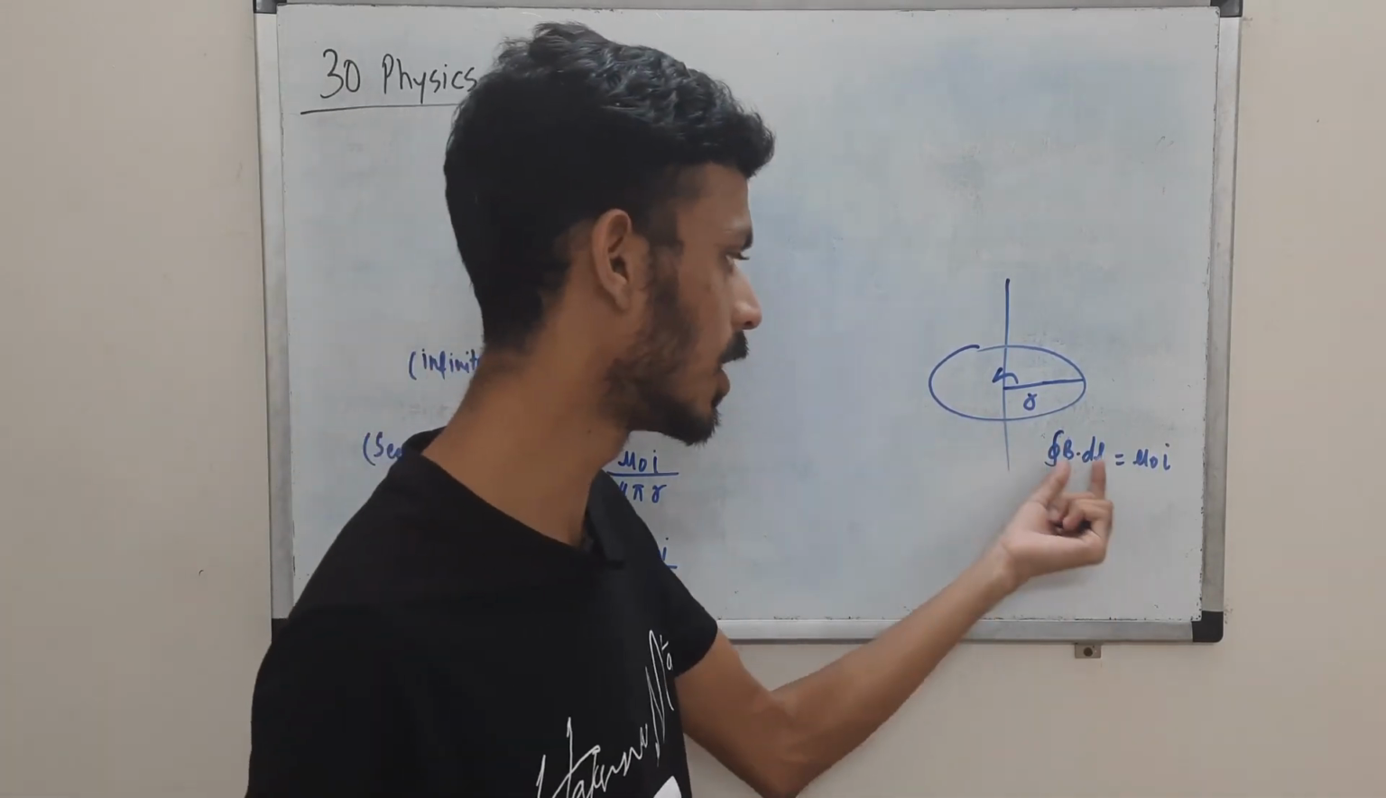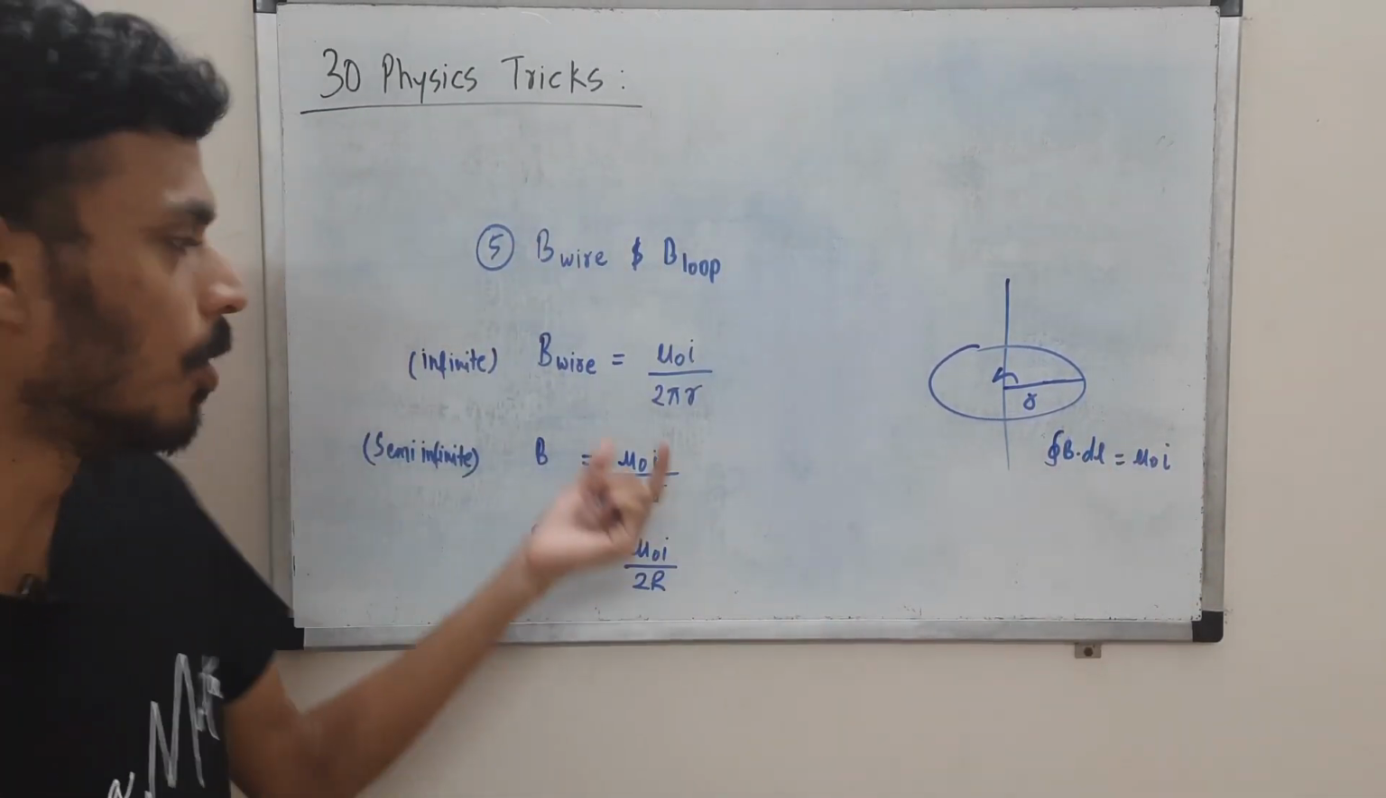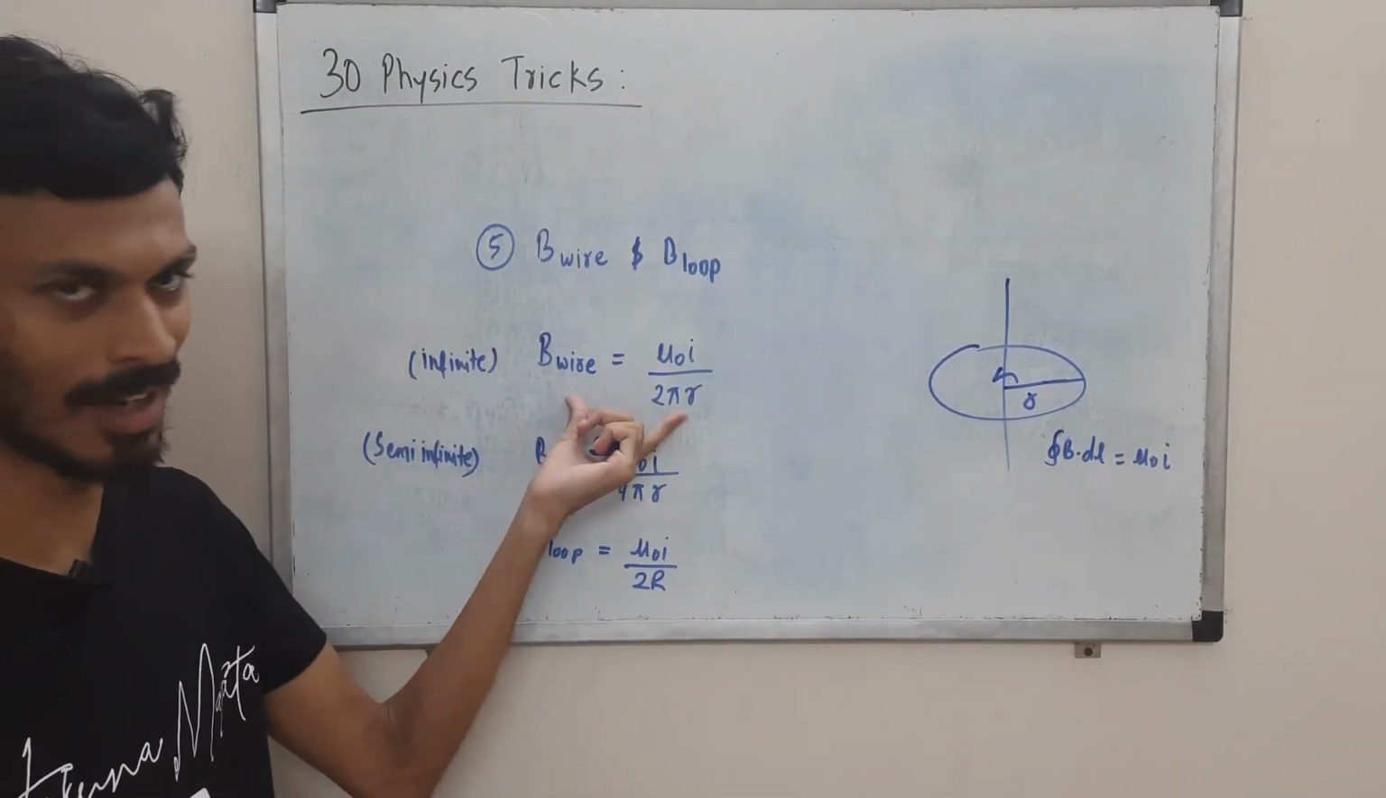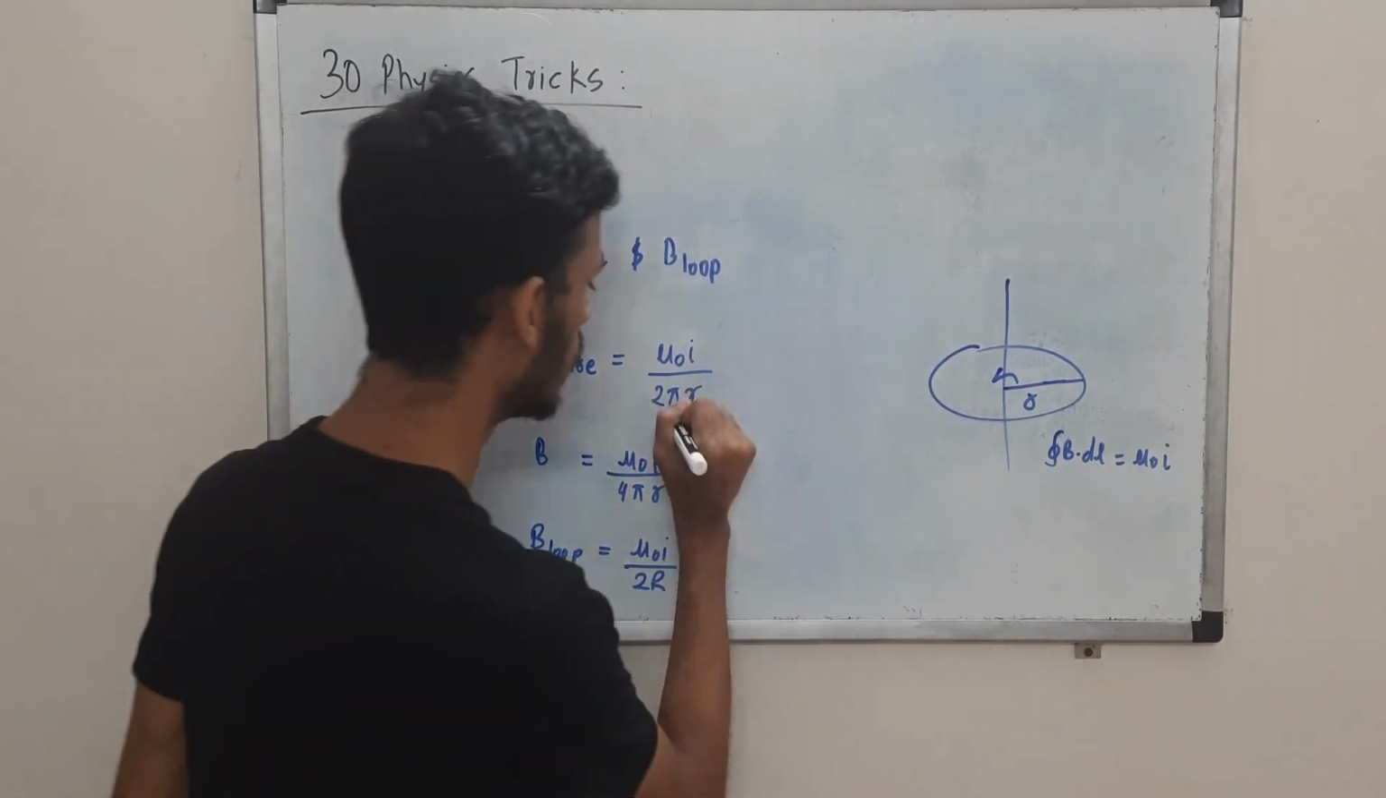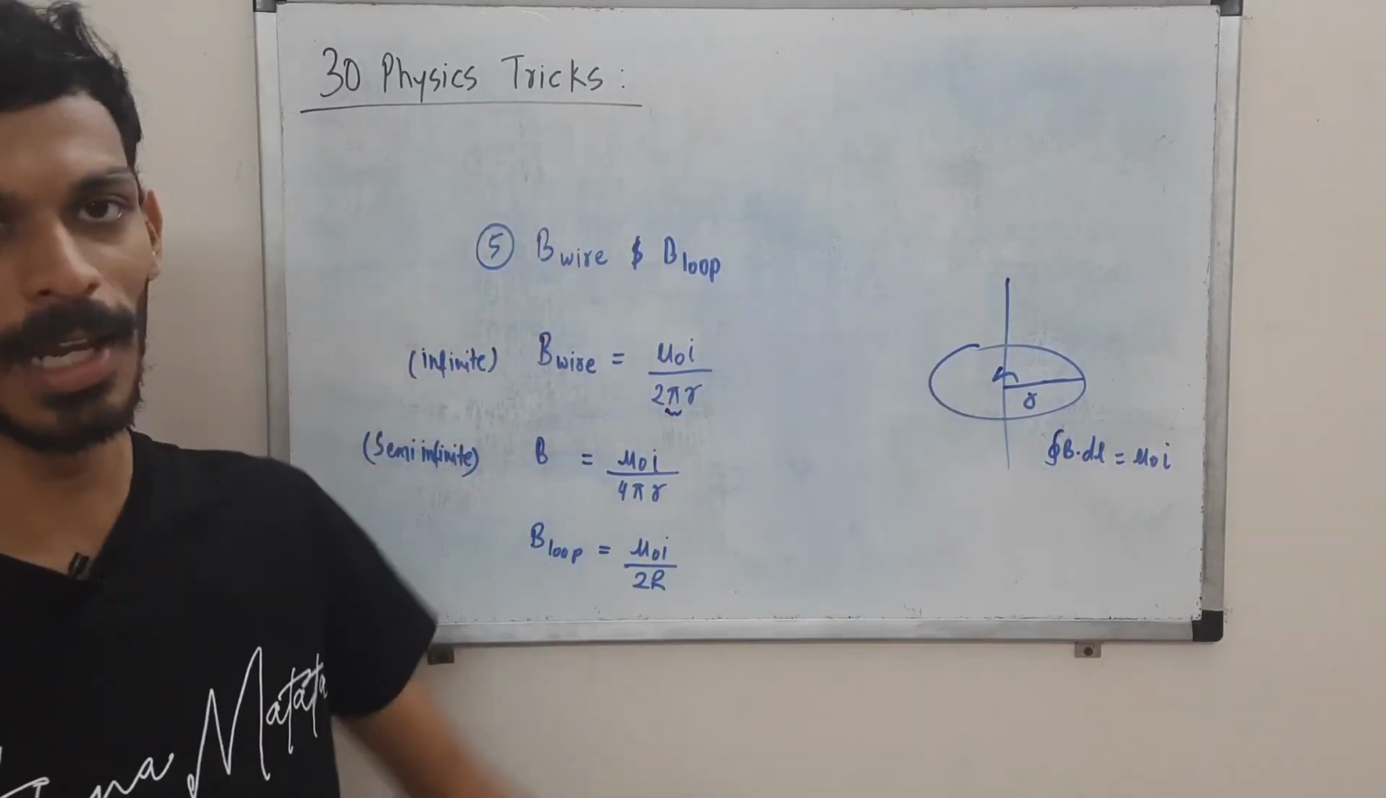Okay, so B is constant, 2 pi r. So mu 0 I upon 2 pi r. So this is for the infinite wire. Okay, so there is a pi over here, which is coming due to the Amperian loop.